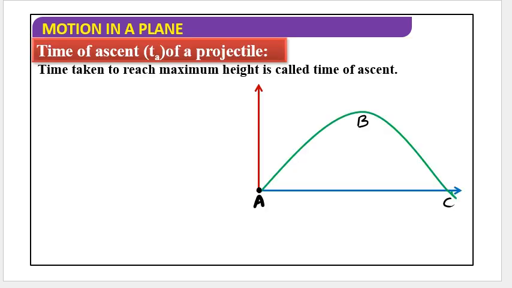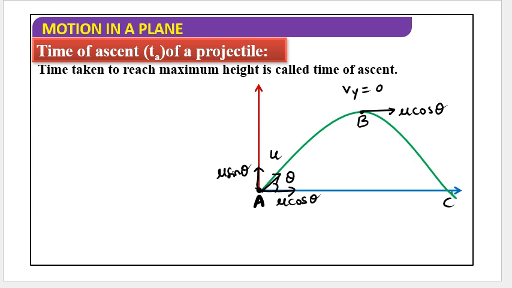So what is time of ascent? The time taken to reach the maximum height is called time of ascent. If any object is projected with a velocity u making an angle theta with the horizontal, so here u is making an angle theta with this axis. So this is u cos theta, and perpendicular to this is u sin theta. Here after reaching the maximum height, it has horizontal component of velocity, that is u cos theta, but the vertical component of velocity is equal to 0.